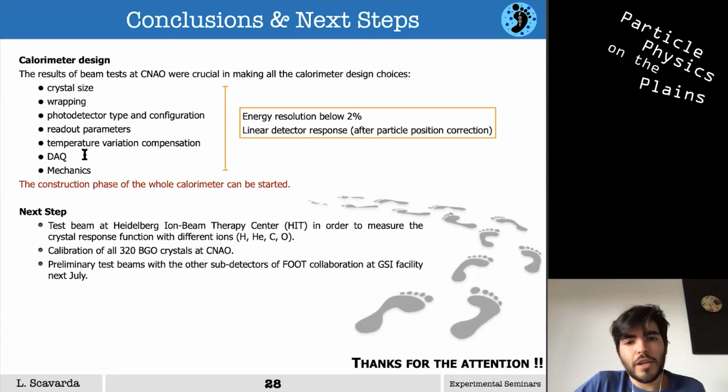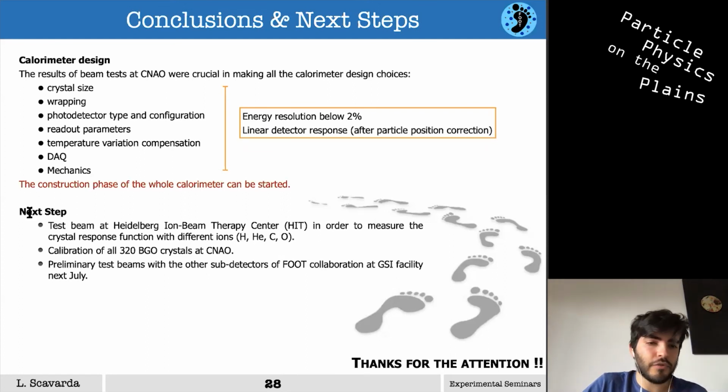With all this information, we have achieved our goal in terms of energy resolution, and we have also obtained a good linear response in the calorimeter, of course, after correcting for the particle position. There is still the problem about Birks' law, the response for different ions. But for this, in the future, a test beam is planned at the Heidelberg Ion Beam Therapy Center in order to measure the crystal response function with different ions: hydrogen, helium, carbon, and oxygen. So in a facility where we can have a lot of sources.